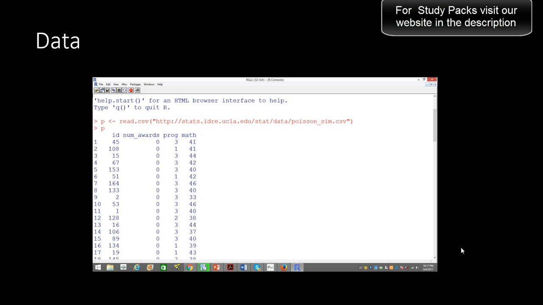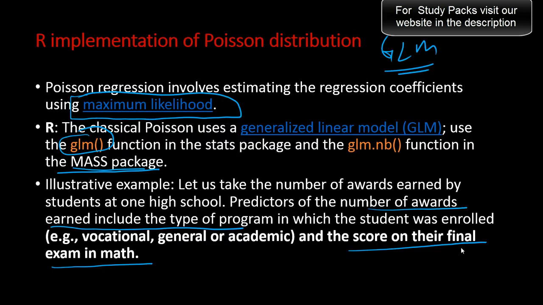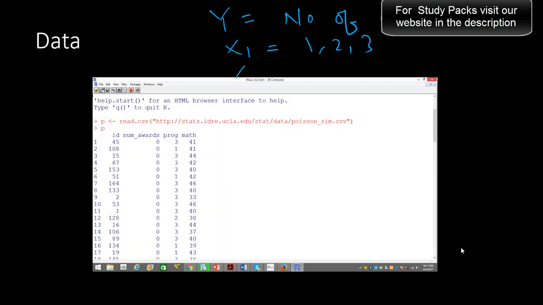Okay, so we're trying to predict. So yeah, the dependent variable y is nothing but the number of awards won by the student, and we have two explanatory variables. X1 is the program: 1, 2, 3. One is, I guess, vocational, the second one is general, and the third one is academic, and the second explanatory variable is the score in mathematics. Okay, so how are these two explanatory variables impacting the average number of awards won by students? Okay, so we are interested to know that.